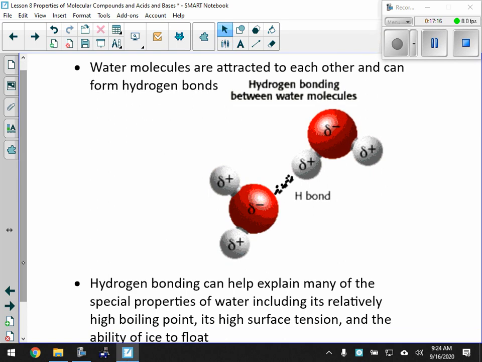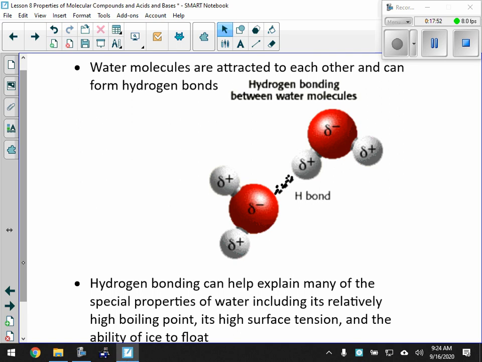And I guess I'll talk about this right now, but hydrogen bonding can help explain many of the special properties of water, including its relatively high boiling point. When we say relatively high boiling point, we're talking about 100 degrees Celsius, because it's a molecular compound. But that's pretty good for this compound, because if there was no such thing as this hydrogen bonding, it would actually boil at a lot lower temperature. This hydrogen bond turns out to be relatively strong for molecular compounds. It's probably the strongest type that we have.